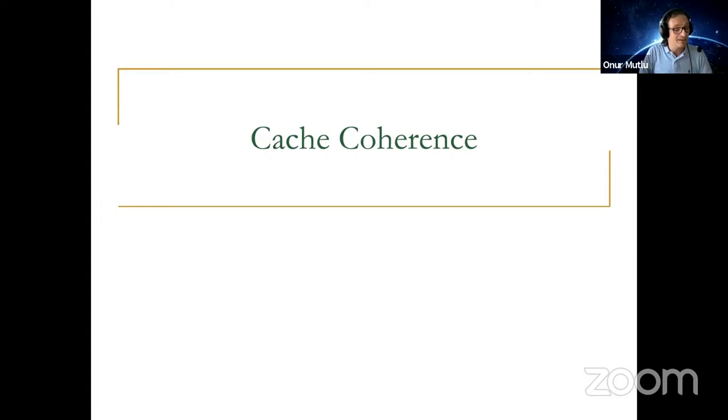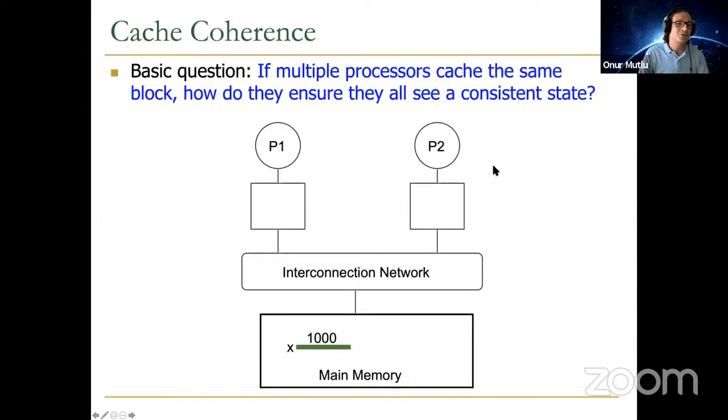Maybe I will, again, all of this is optional, quickly cover cache coherence as well, and then we'll be done. You've probably seen cache coherence in your parallel programming lectures. The basic idea is, if you have multiple processors, and multiple processors cache the same block, how do they ensure they all see a consistent state? That's why we're not going to spend a lot of time, but you may not have seen how it's implemented in hardware, for example. We're not going to cover that in this lecture. For that, you need to take an advanced course.